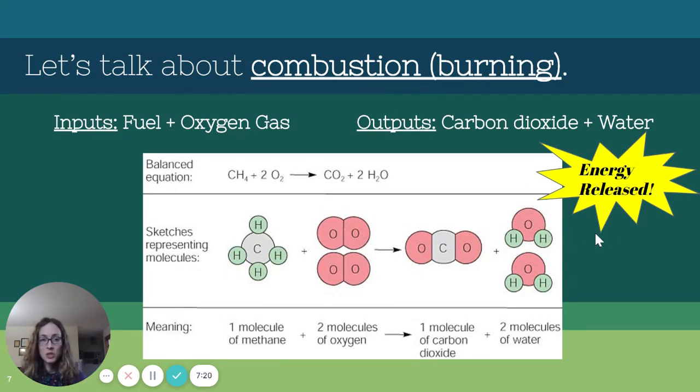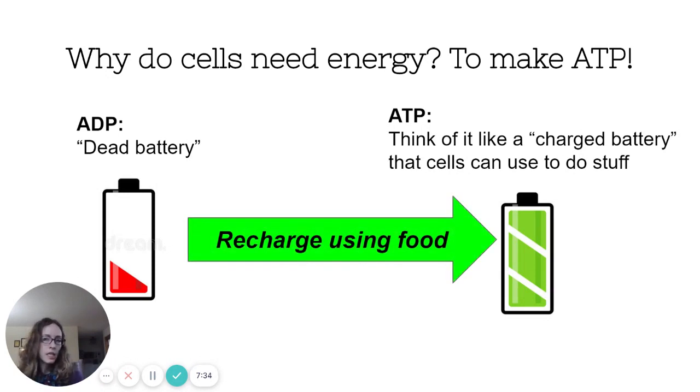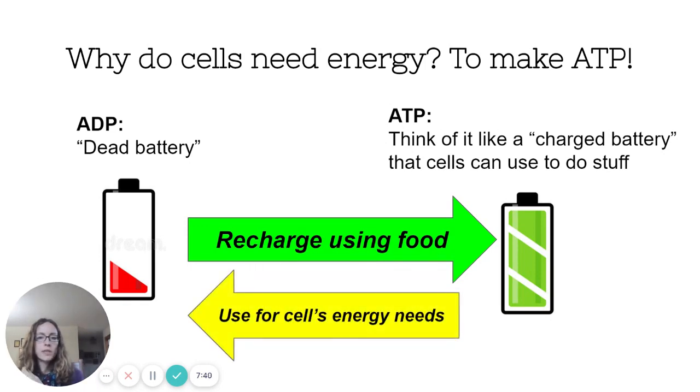So if this is how combustion works, fuel plus oxygen react together to release carbon dioxide, water, and energy, cells need to bring in energy in the form of food to make ATP. You learned about this yesterday. We're recharging that ATP battery using food. ATP is like a charged battery. And then when cells use the ATP and break off that third phosphate, then we think of it as being like a dead battery again.